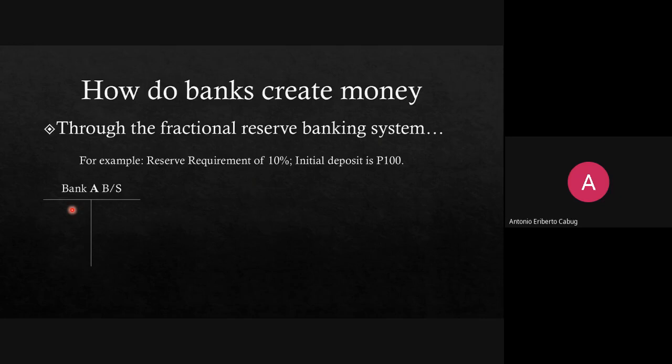Now, let us assume this person, I'll call him Mr. Shi, is going to deposit to the bank. And in this economy, the government requires a reserve requirement of 10%. If Mr. Shi gives an initial deposit of 100 pesos, what is the journal entry from the point of view of the bank? Anyone?